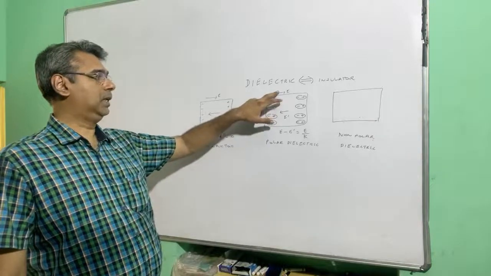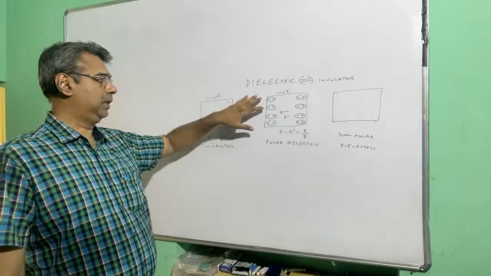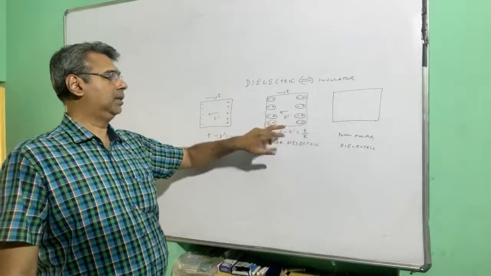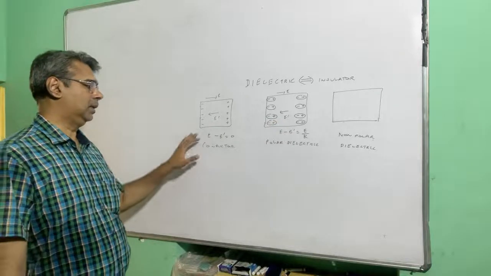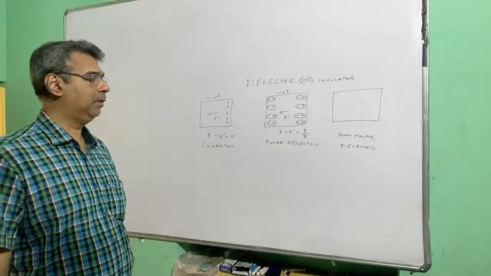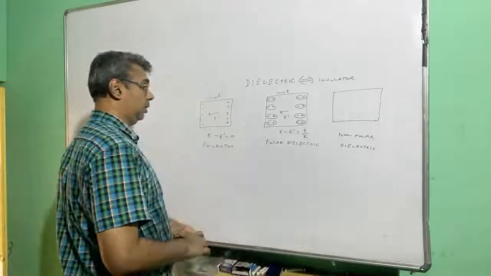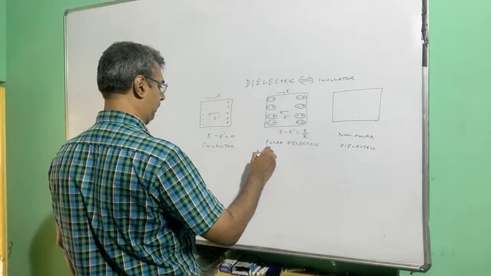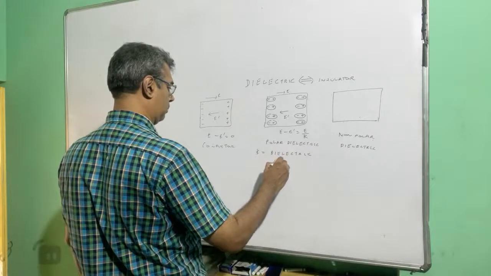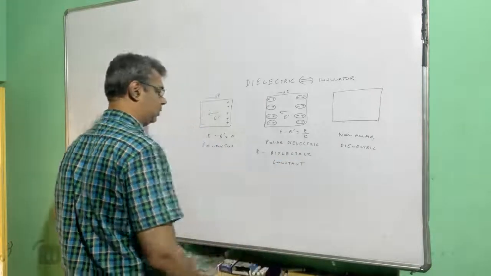So when you apply a field, the negative end of all the charges will appear on the left and the positive end of all the charges will appear on the right, and this arrangement will create a field E dash. However, unlike a conductor, in a dielectric, the subtraction of E and E dash will not be zero. It will be E divided by a factor K, where K is called the dielectric constant.